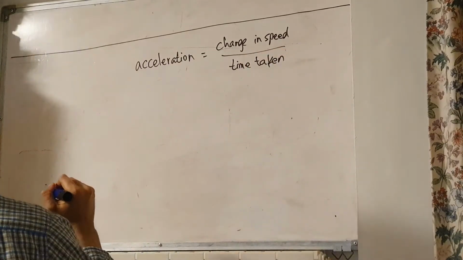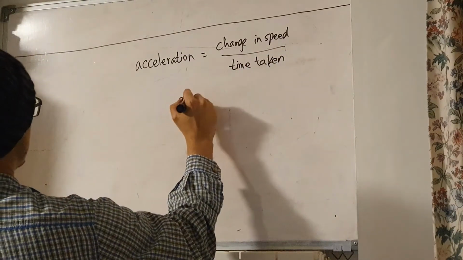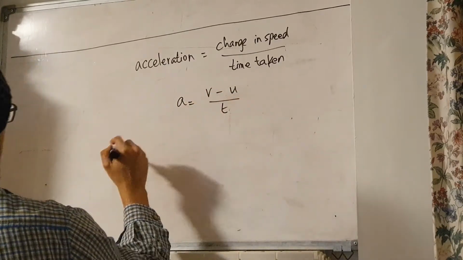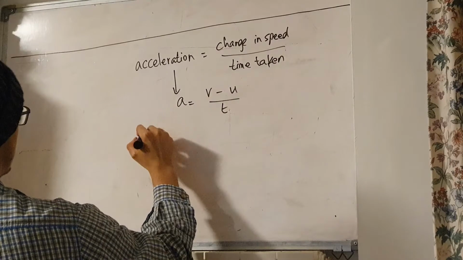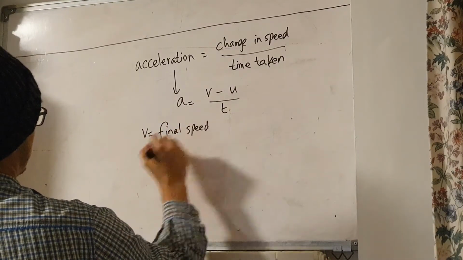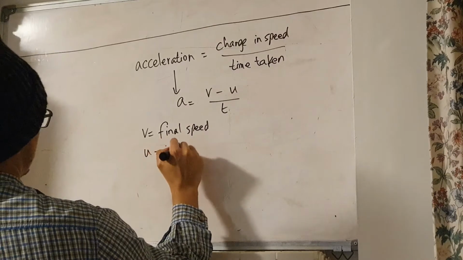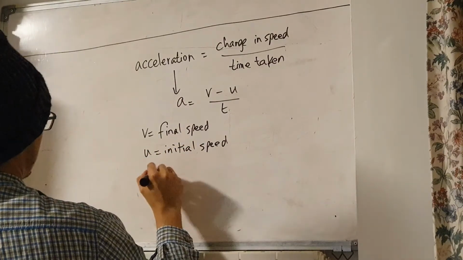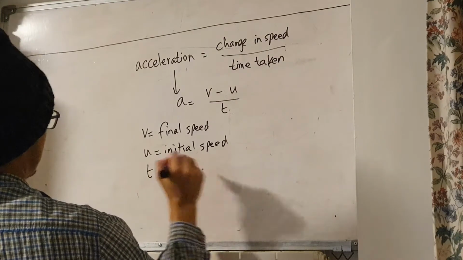Just remember that speed is a scalar and velocity is a vector. So I'm just using speed and velocity interchangeably for the time being. So a is the symbol for acceleration, v is final speed, u is initial speed, and t is time taken.